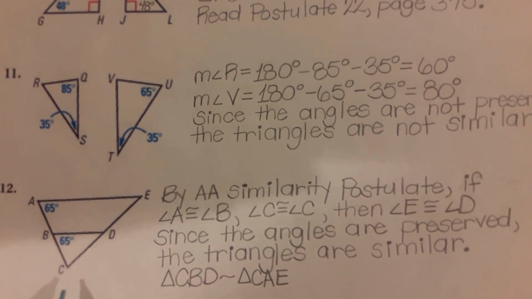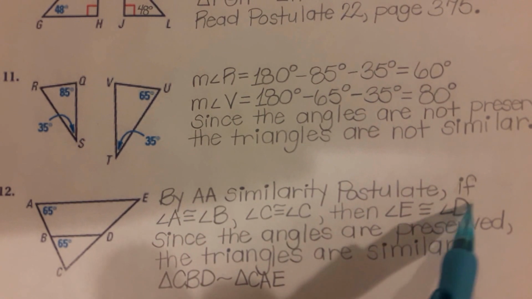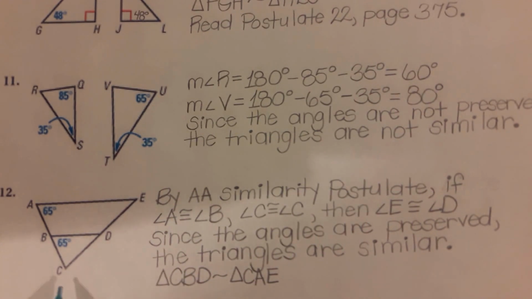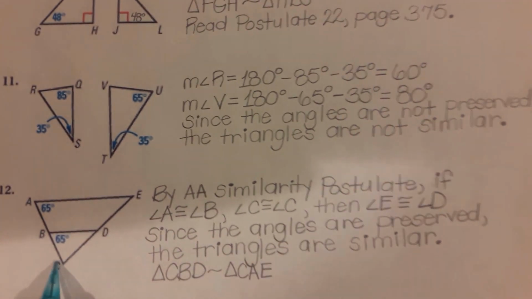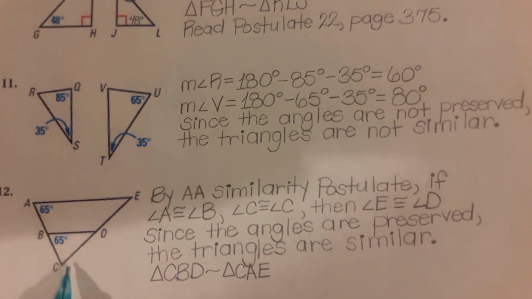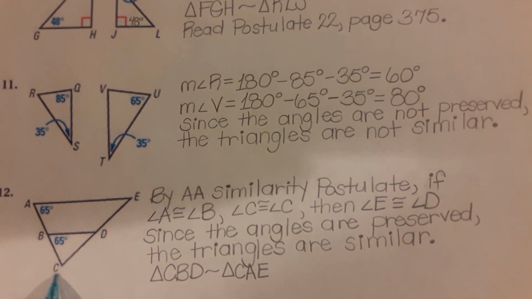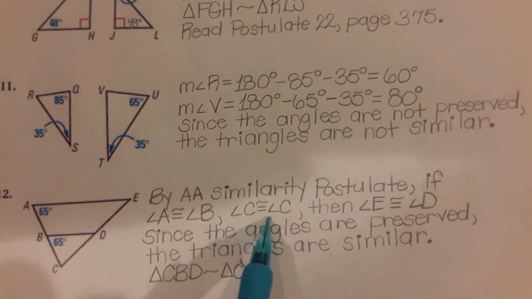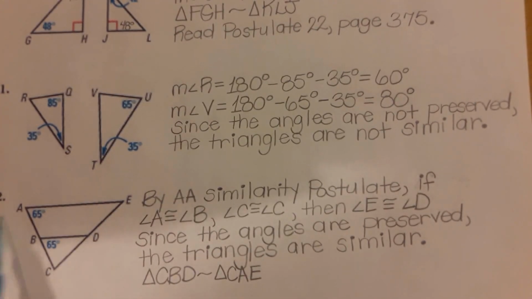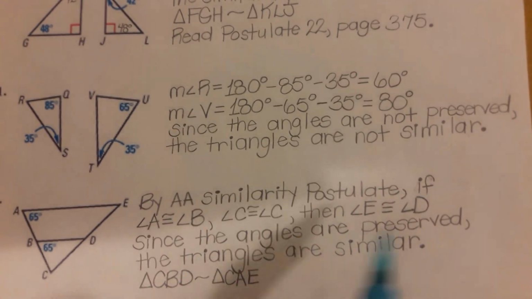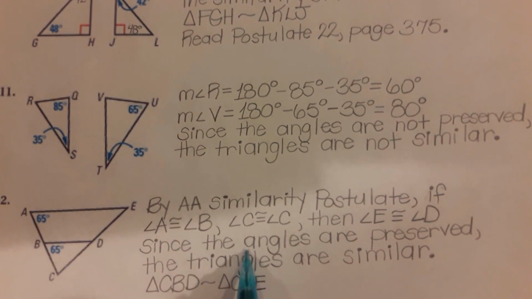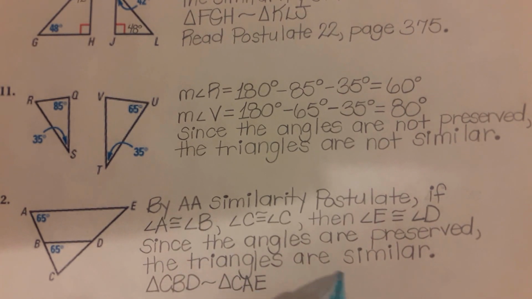If you look at this triangle, by the AA similarity postulate, angle A is congruent to angle B, and we see that that's obvious. Angle C and angle C are also congruent. It's the same angle. In the large triangle, C is in that triangle. In the small triangle, C is in that triangle. So I have two pairs of congruent angles. Since A and B are congruent and C is congruent, that means angle E is congruent to angle D. So since the angles are preserved, the triangles are similar.